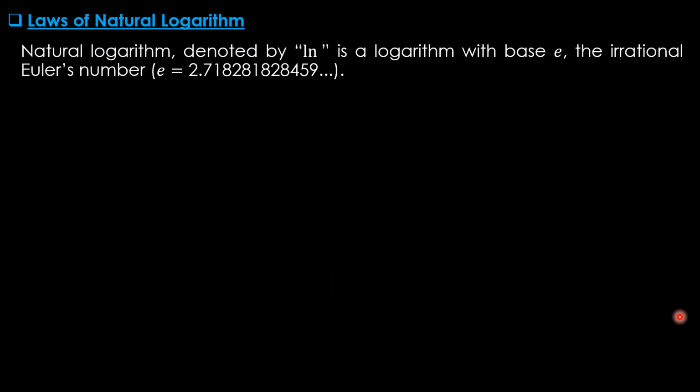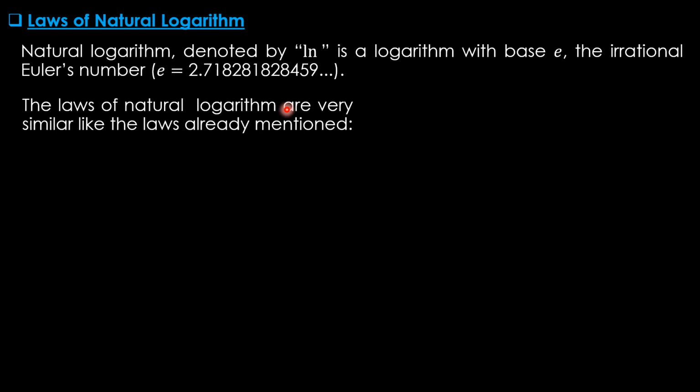Laws of natural logarithm. The natural logarithm, denoted by ln, is a logarithm with base e, right? e means the irrational Euler's number. It has a value like this, 2.71828182845, something like that. We don't need to memorize that. It's a constant number. But when the base of a logarithm is e, this Euler's number, we call it natural logarithm. I have already explained this in my previous video, the introductory logarithm chapter, so if you need to, you can review.